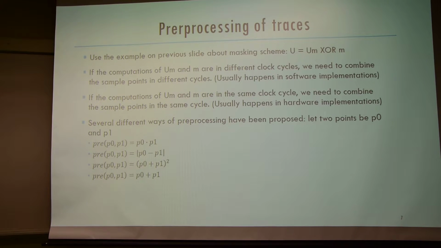Right, so there are several different ways to combine or do this pre-processing. For example, we can get the product of these two sample points, or take the absolute value of the difference, right? And also maybe take the squaring and take the sum. So there are usually these four very common pre-processing techniques for us to use.